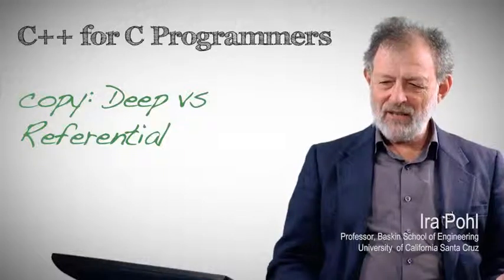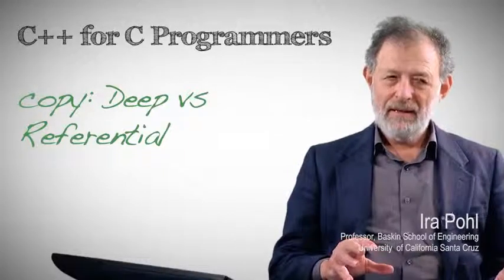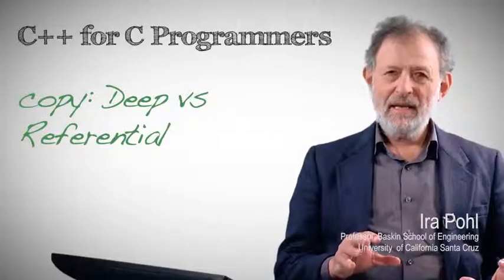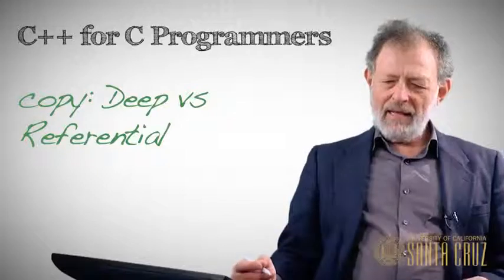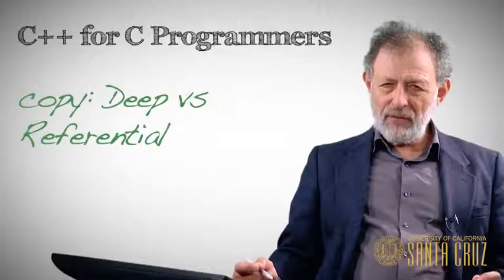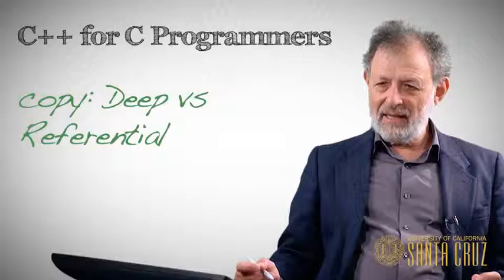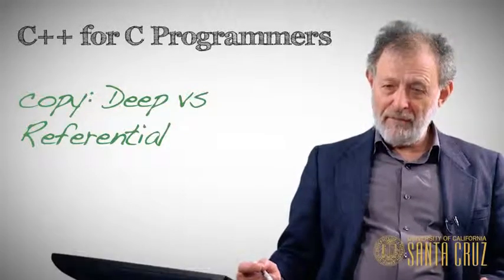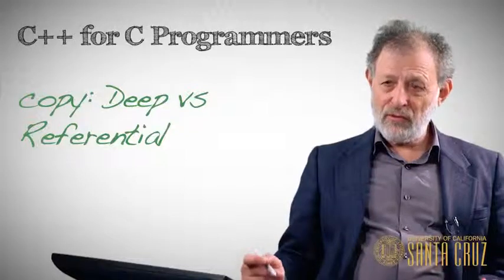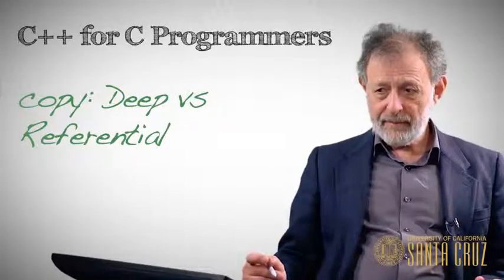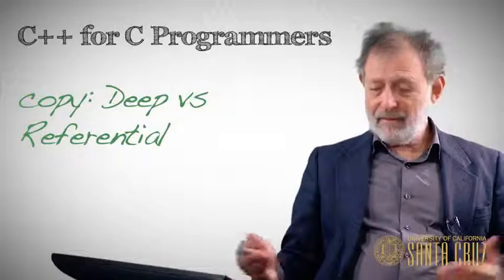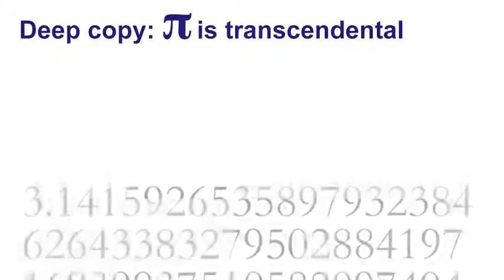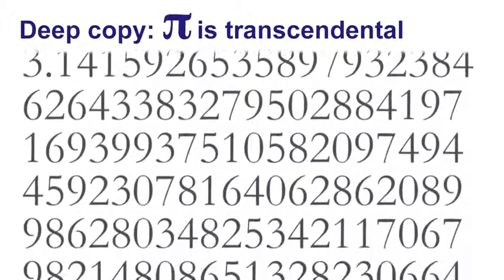Okay, so we're going to discuss a really important topic, which is how to effectively copy things. The two major forms of copying that we find in computation are what are called deep versus referential, or shallow. Deep, well, we have a slide here. It's just pi is transcendental. That's in effect a deep notion.